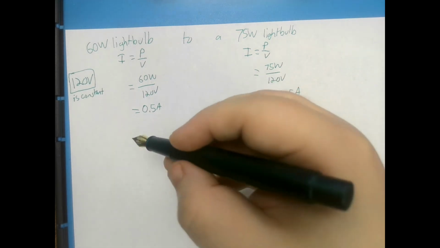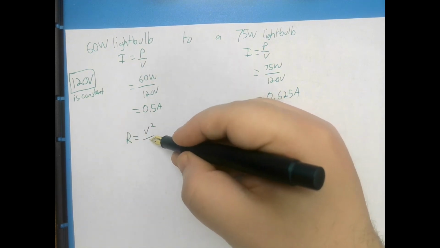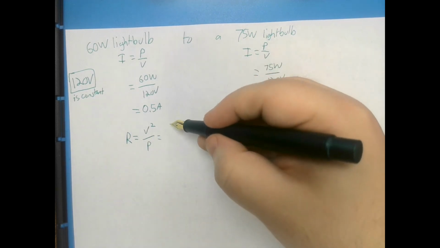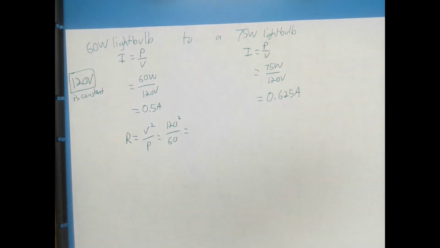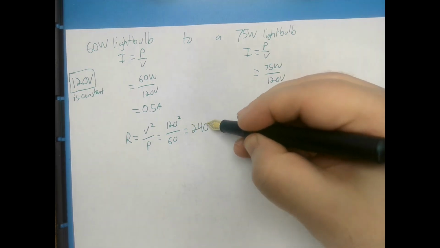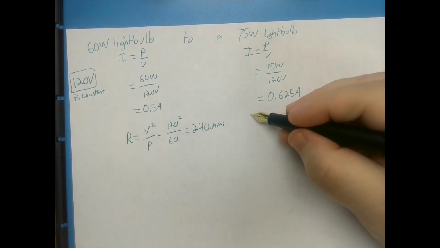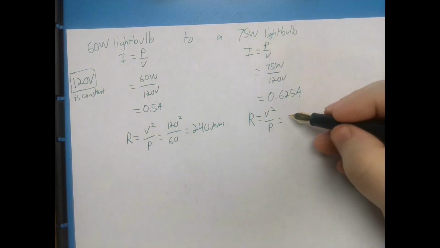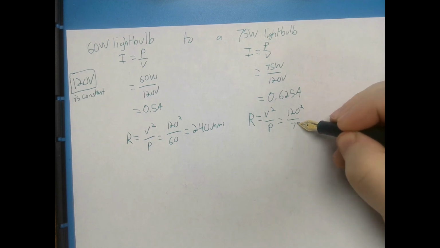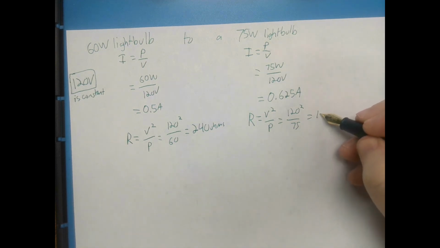Resistance given power and voltage. Resistance is equal to voltage squared over power. So voltage is 120 squared over 60. That's 240 ohms. And for this one, resistance is equal to voltage squared over power, so that's 120 squared over 75, which is equal to 192 ohms.